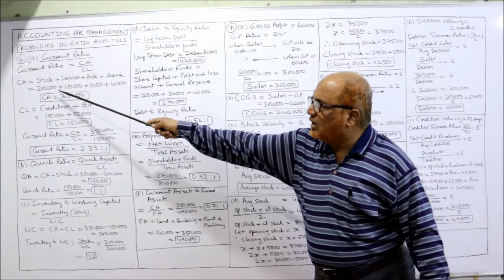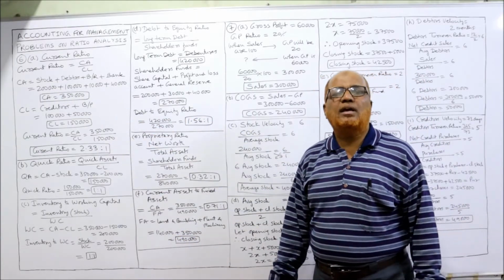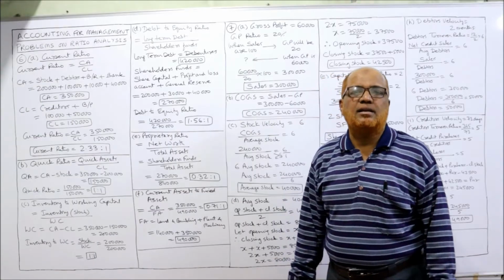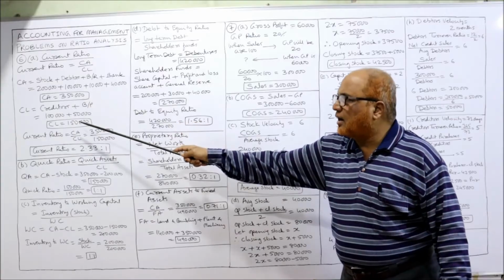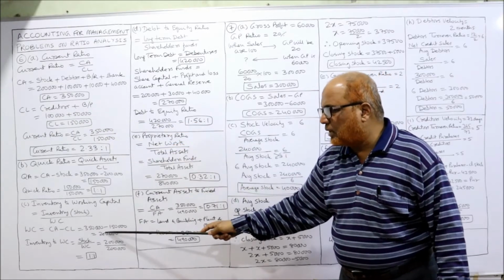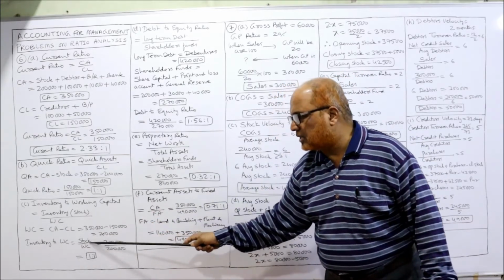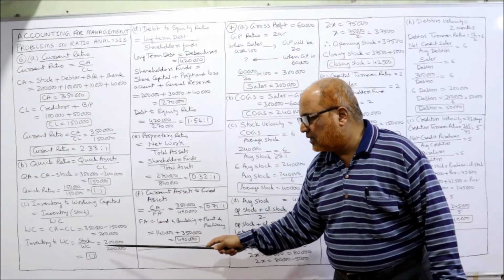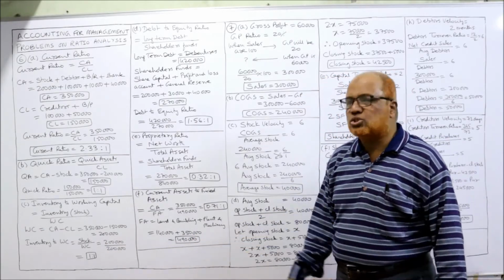Stock is already given in the problem, 2 lakh. The formula for working capital is current assets minus current liabilities. Current assets are 3,50,000 and current liabilities are 1,50,000, so 350 minus 150, 2 lakh rupees is the working capital. Now substitute in inventory to working capital: stock 2 lakh, working capital 2 lakh. So the inventory to working capital ratio is 1:1.